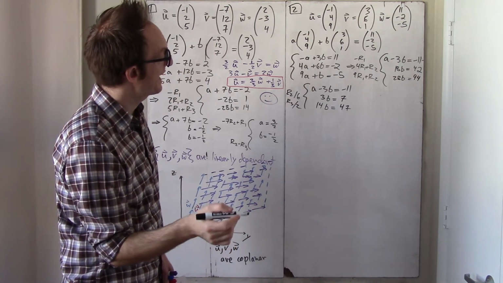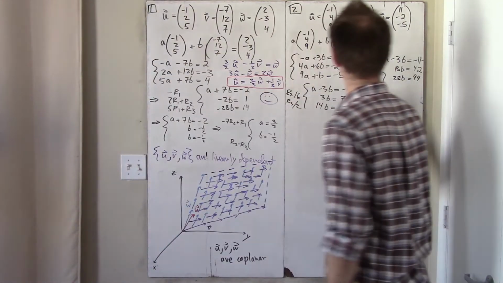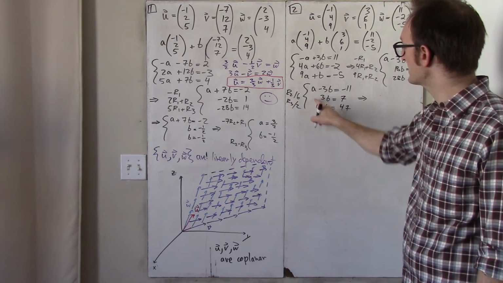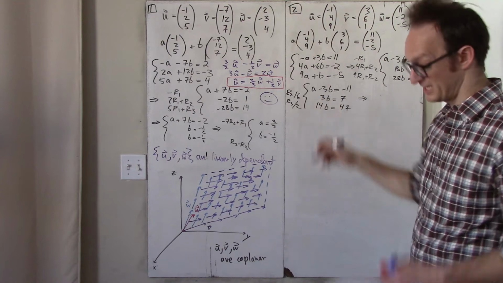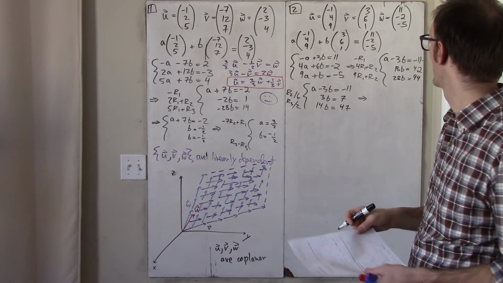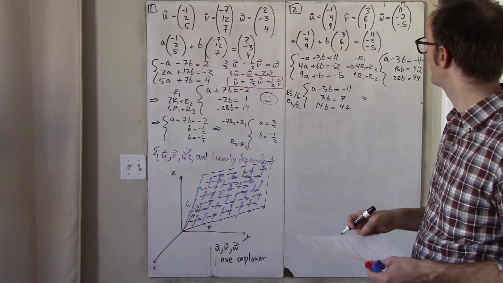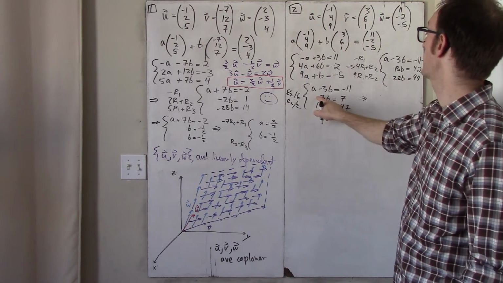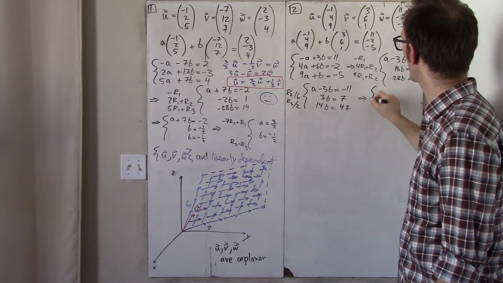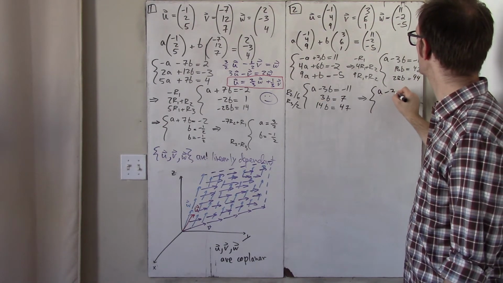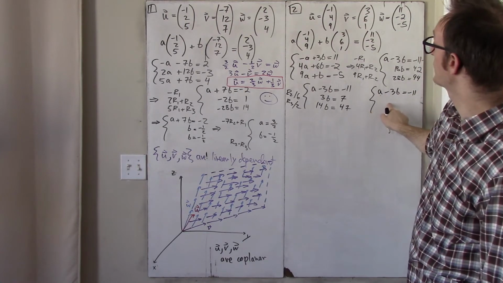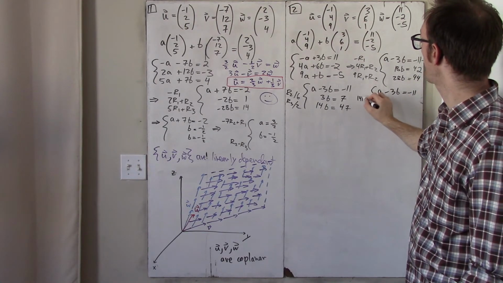Do I want to put the effort in to make this beautiful? I guess I could. That would mean, what would I want to do? I guess I would multiply by 14 here. I think that's what I did on my paper. Yeah, I sort of multiplied this by 14 and this by 3. Let's just do that. So what do I get? A minus 3b equals negative 11. And here I will replace row 2 with 14 row 2.